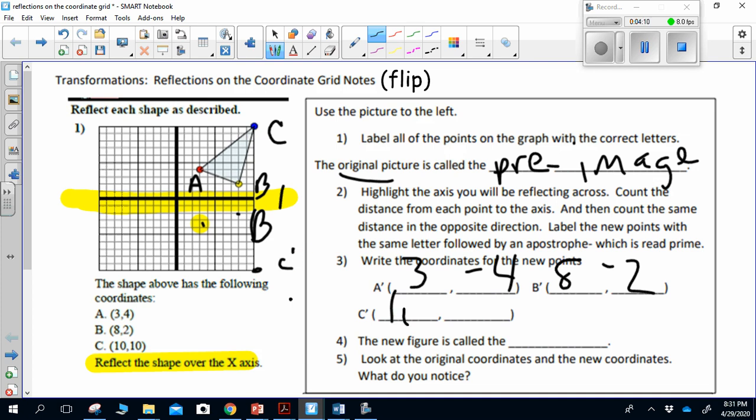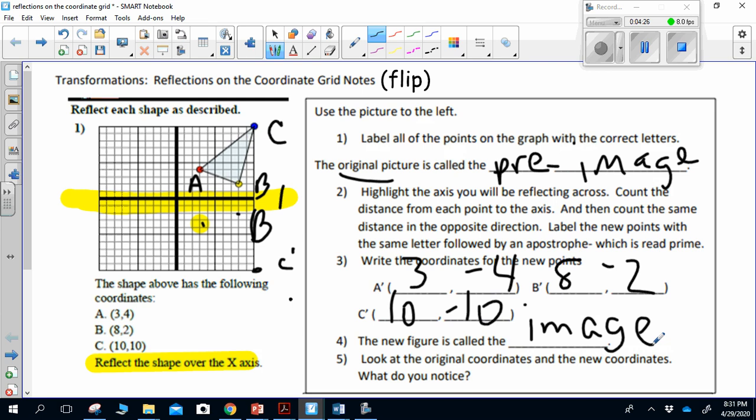So the first figure, where I began, the original picture, was the pre-image. The new figure is called the image. So that's easy to remember. Pre means before, so before the image, image, okay.